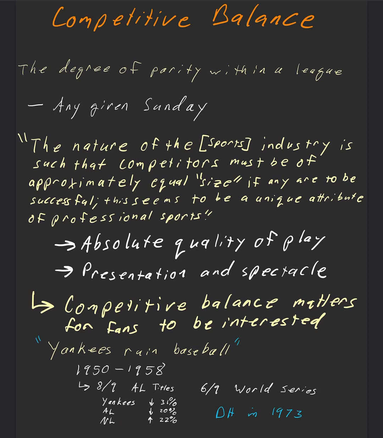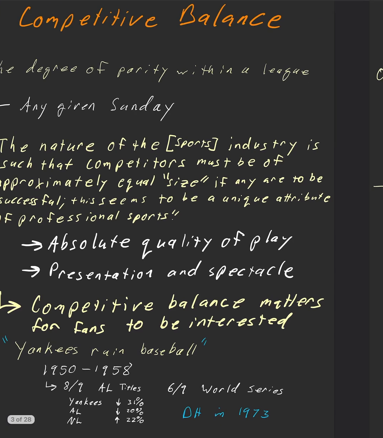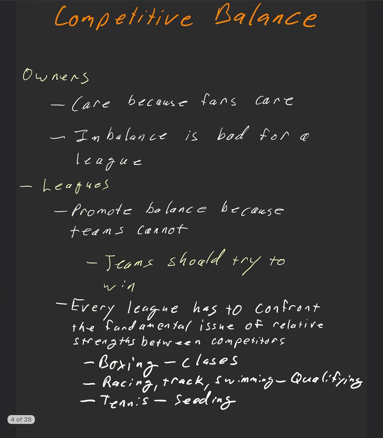So the Yankees, by winning 8 out of 9 AL titles and 6 out of 9 World Series, ended up really cratering the popularity of baseball because competitive balance was very low during this time period, making the game less appealing to fans. Now, fans care because it's what makes the game interesting, and that's why owners care, because fans care. They care because imbalance is typically bad for a league. They don't fundamentally necessarily care about that themselves.